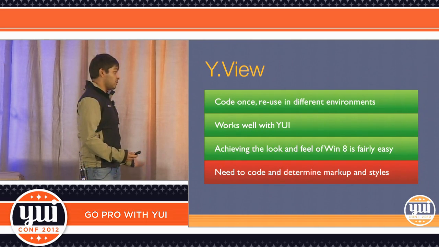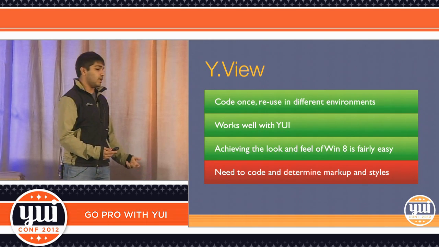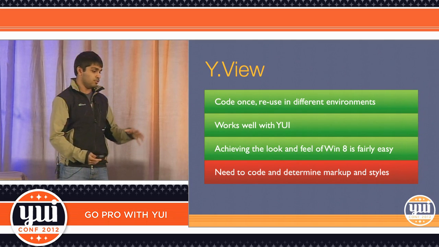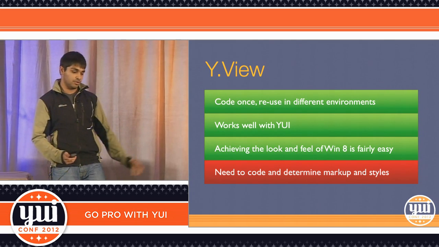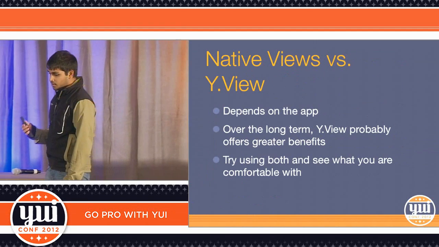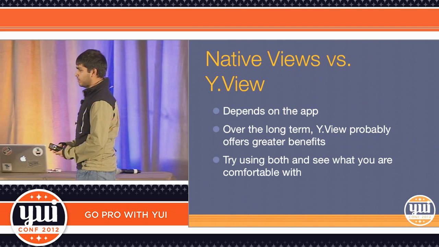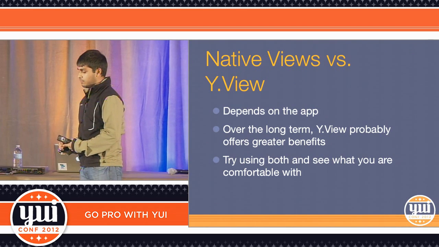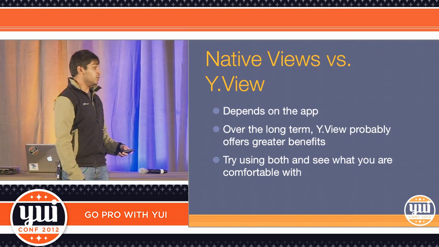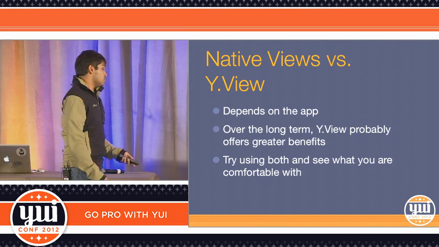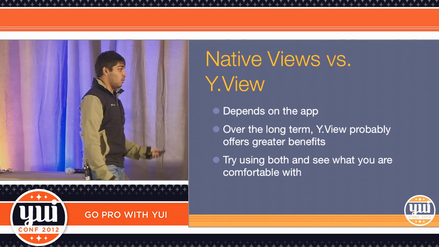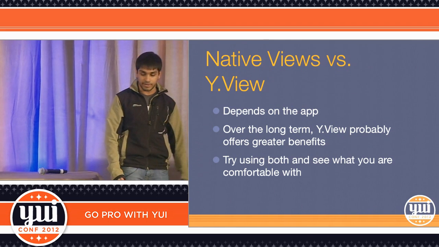And I could add some more functionality to it, but that's relatively trivial compared to making a grid view for a web interface and using a completely different view for the WinJS interface. So to me, I think it depends on the app that you're making. In the end, if you're making something that you don't expect to be cross-platform, you could take the hit and use the native views, because you'll save yourself writing some code. But over the long term, I think y.view probably offers greater benefits, right?